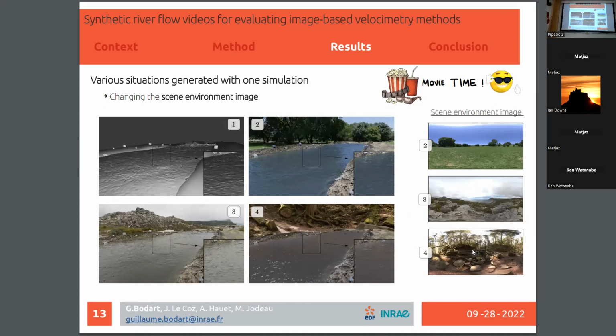That was about the computation. Now it's movie time. I'm going to show you some results that we can have. Can you please click on it? Yeah, you will have to fix it.